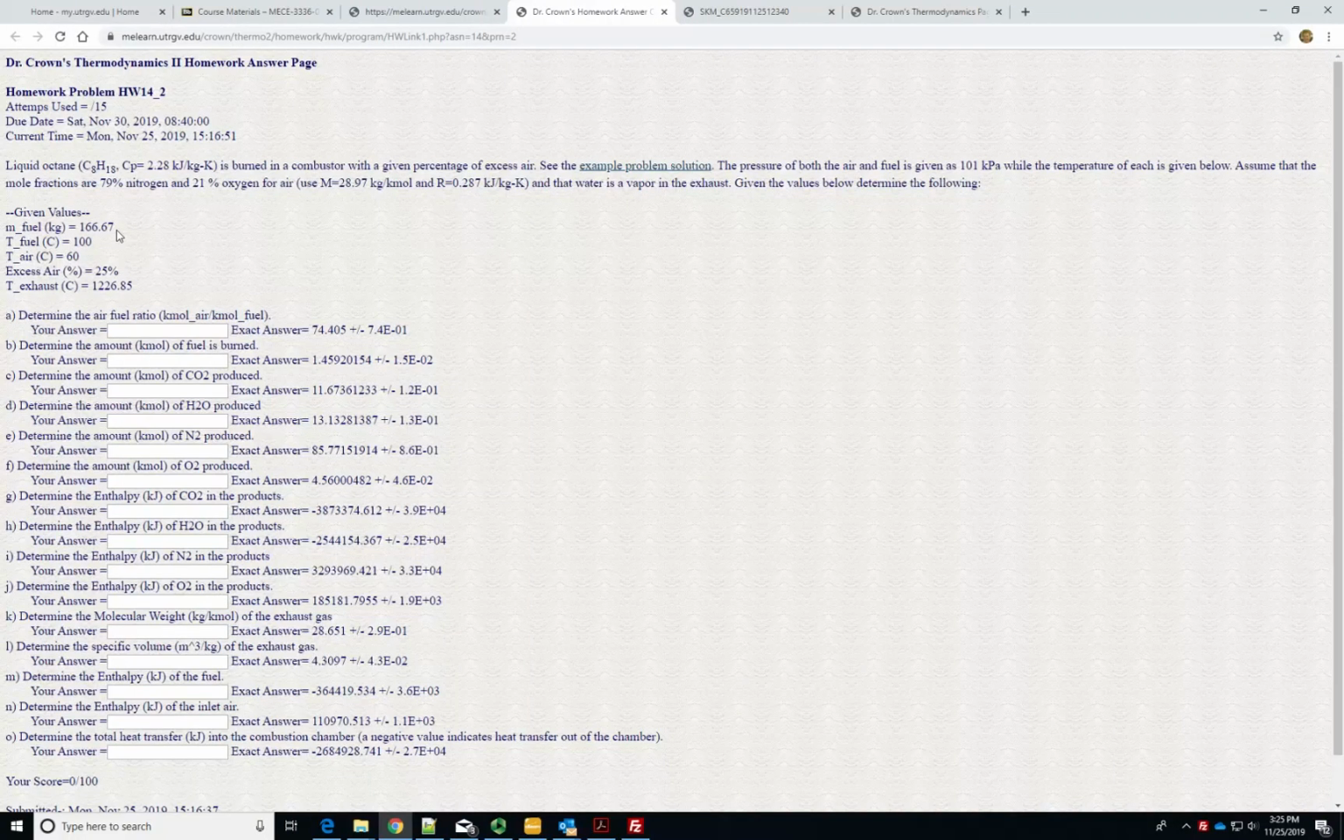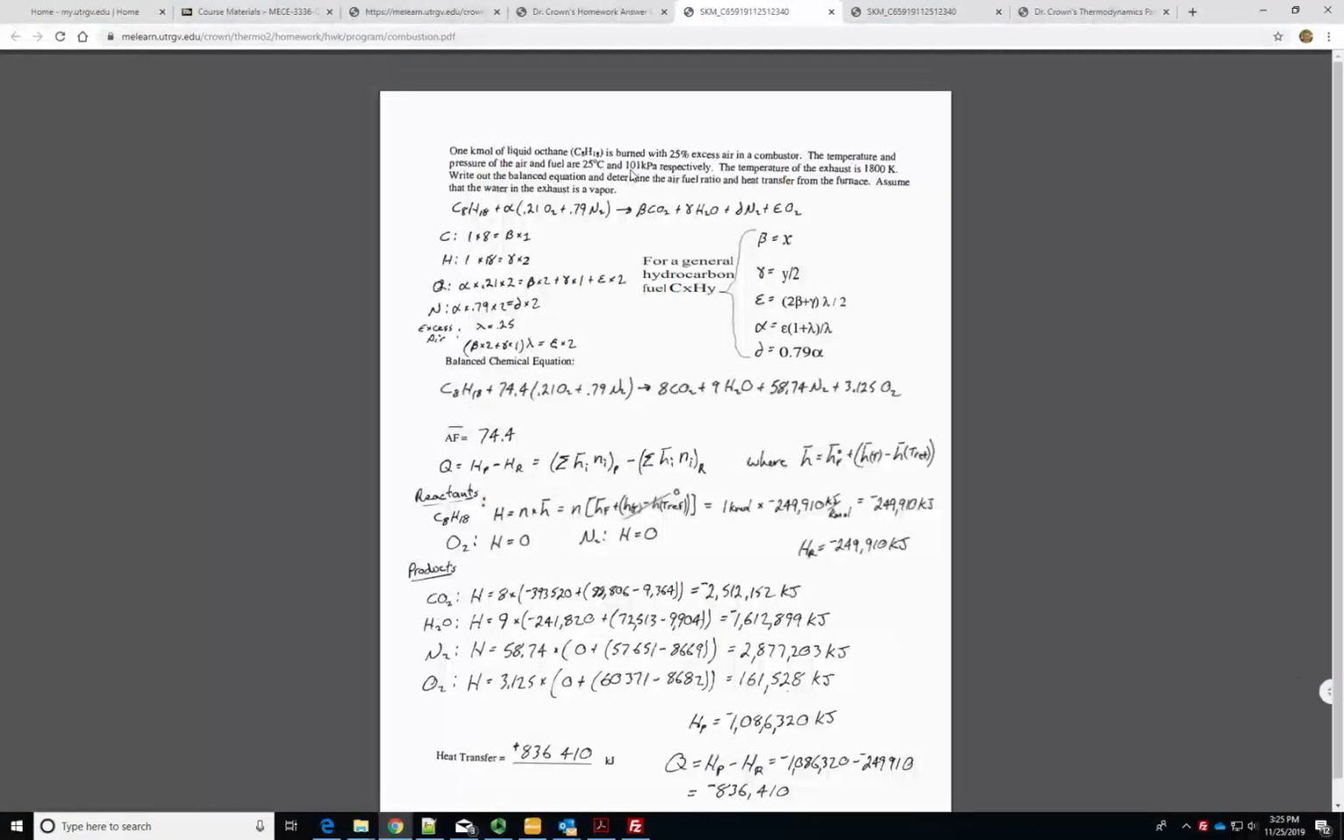We're given a specified amount of fuel. The temperature of the fuel and the air are different, 100 degrees C, 60 degrees C. The exhaust temperature coming out of the combustor is 1226.85 degrees C, and we've got 25% excess air. If we look at this example problem for liquid octane, it has also a specified amount of fuel, but it's 1 kilomole. So here we're doing an energy balance for 1 kilomole of fuel.